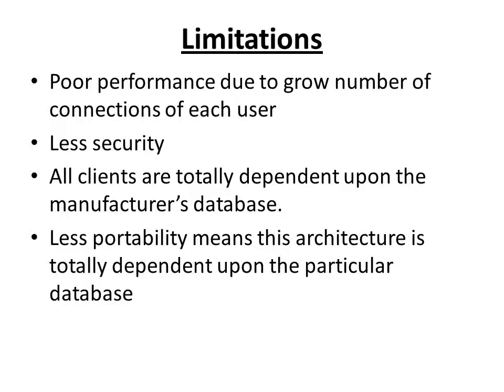Limitations of two-tier architecture: poor performance due to the growing number of connections of each user. So if the number of clients is increased, the performance will be very poor. And security is very low in two-tier architecture. All clients are totally dependent upon the manufacturer's database.